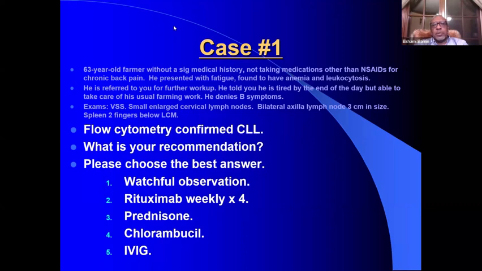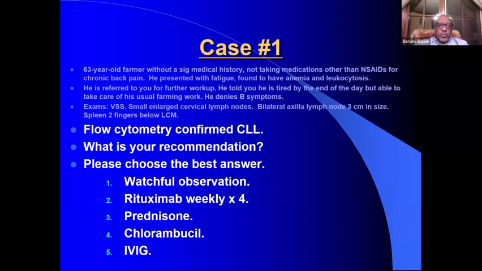See someone respond. Number 2. Number 2. One more so you can move forward. So 2 people said we'll do number 2. Okay, so let's just go with our discussion. So people choose rituximab weekly times 4. So let's just see what it is.